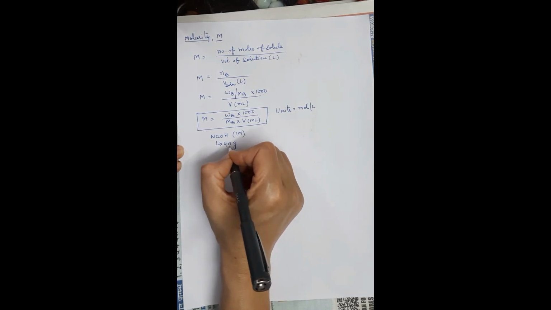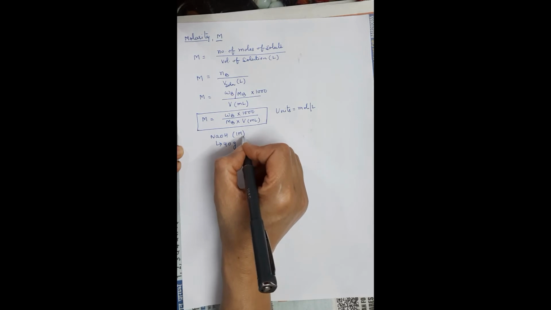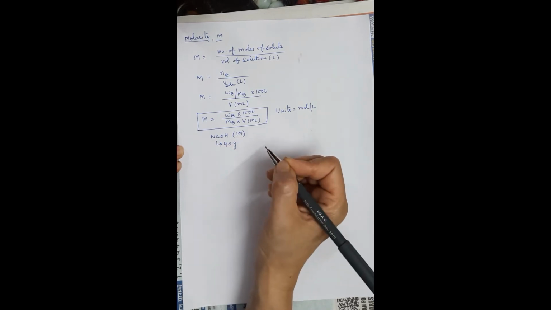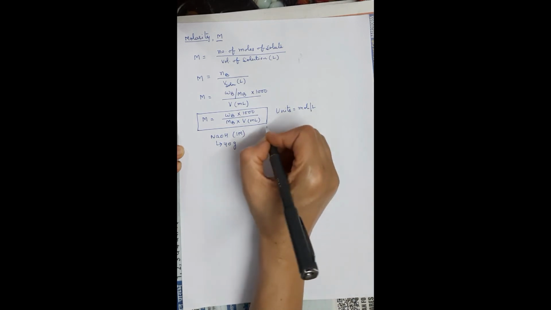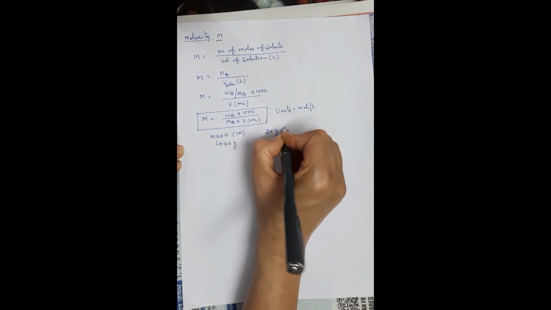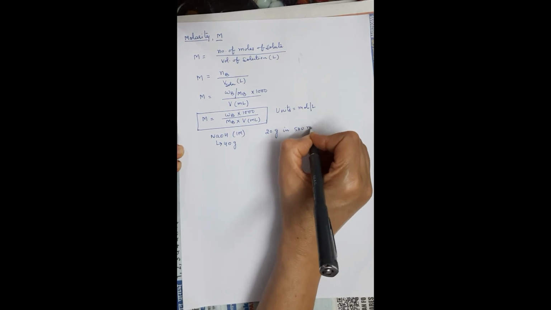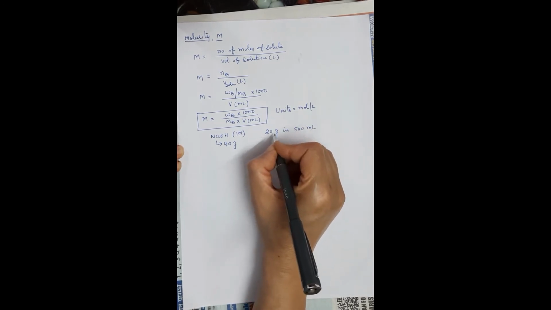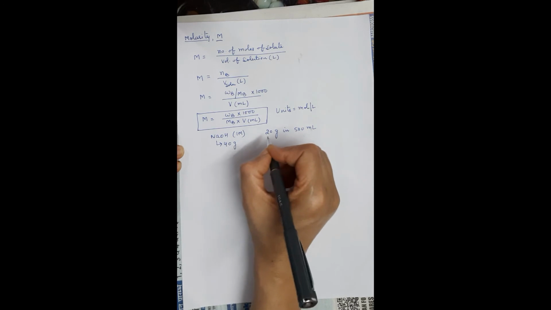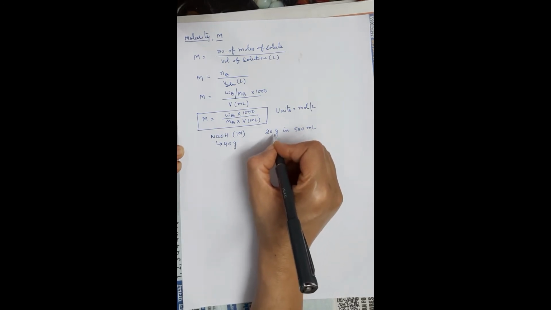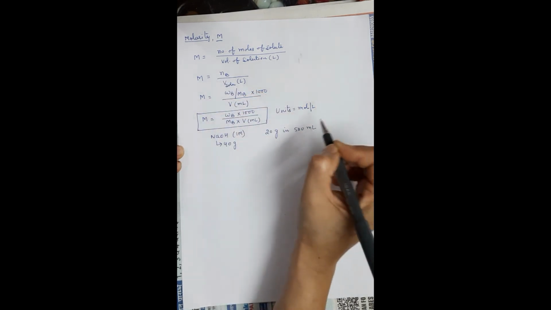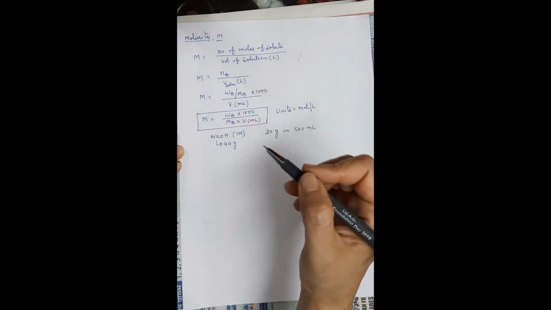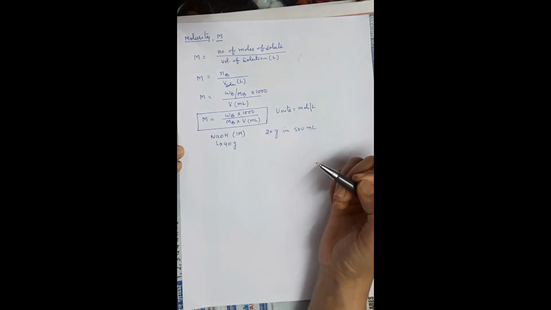If you dissolve 20 grams in 1 liter of solution, then it is half molar, because you have dissolved half mole in 1 liter. And suppose you dissolve 20 grams in 500 milliliter. It means you have dissolved half mole. 40 gram is 1 mole, 20 gram is half mole. Half mole in half liter. So half mole divided by half liter. 500 is half liter. Half gets cancelled. Again you will get 1 molar solution.